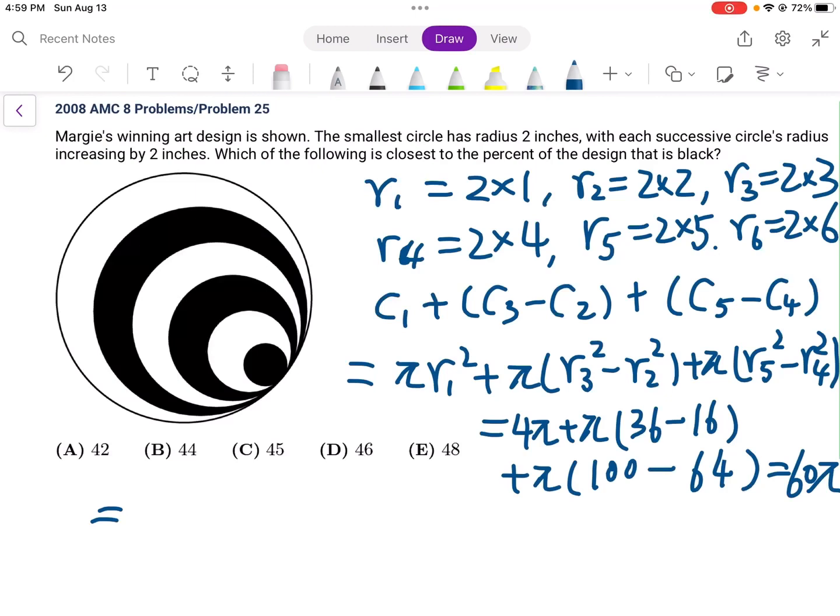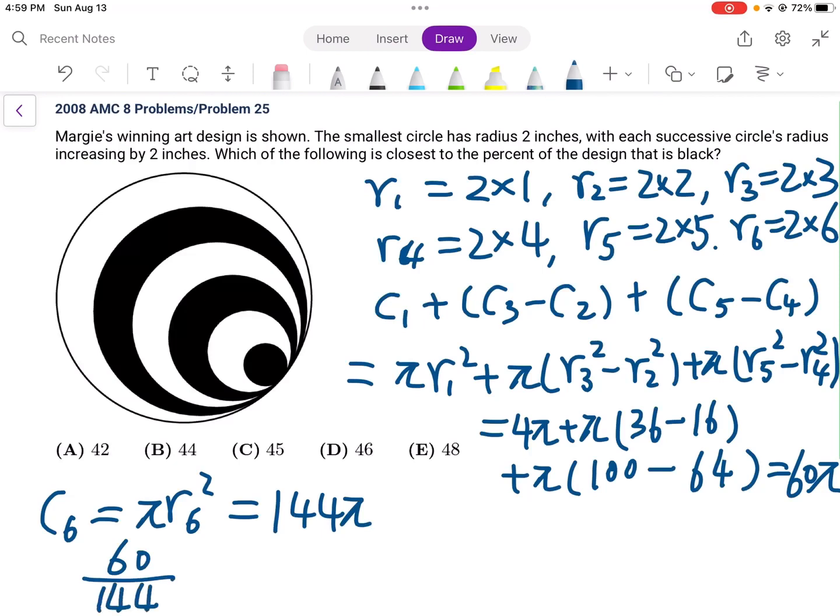And then the area of the biggest circle, C6, equals pi R6 squared, and that equals 144 pi. Therefore, the ratio is 60 divided by 144. The pi's cancel, and that is approximately 42%. The answer is A.